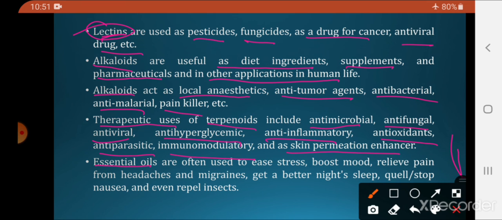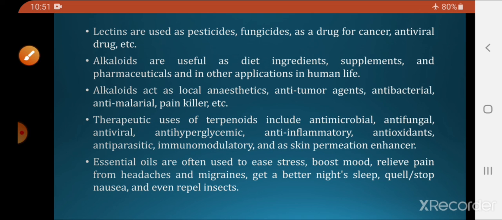And lastly, essential oils, they are used to ease stress, boost mood, relieve the pain from headaches and migraines, get better night sleep, quell or stop nausea, and they also even repel the insects. So these are some of the usefulness of the secondary metabolites to the human beings.